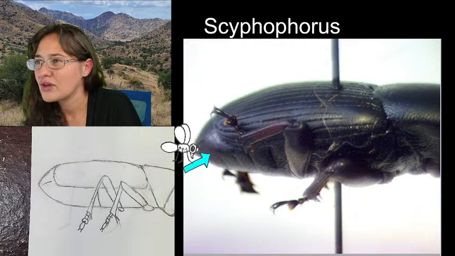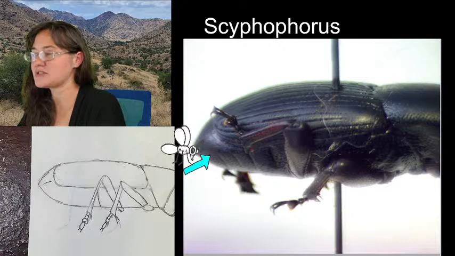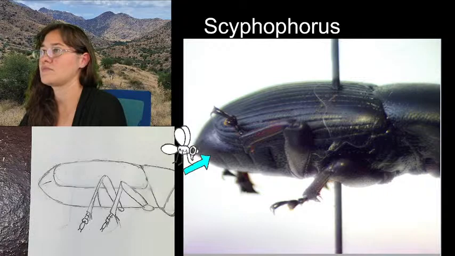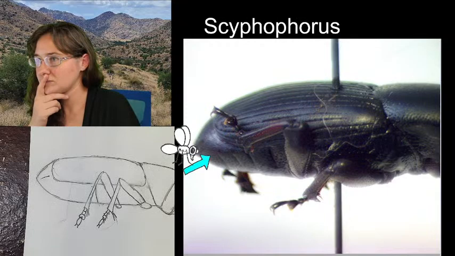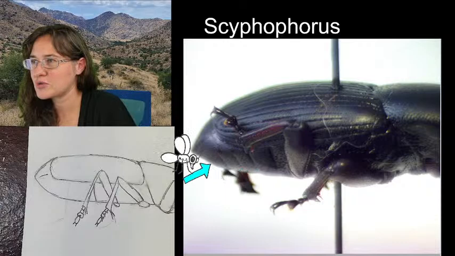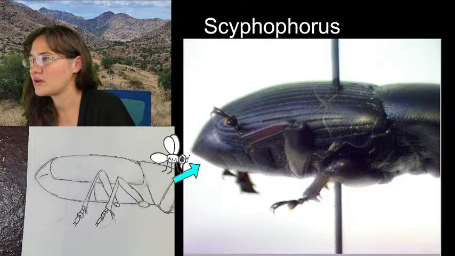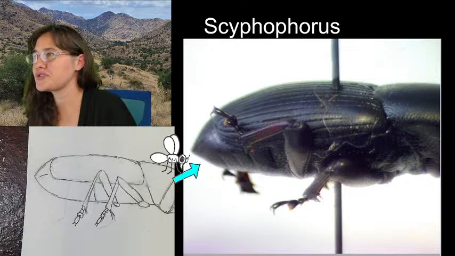1, 2, 3, 4, 5. It looks like our weevil has about 5 abdominal segments. See, that's what I'm wondering. There might be a sixth one at the very end. I believe weevils are supposed to have 6 abdominal segments, but we are only seeing 5.